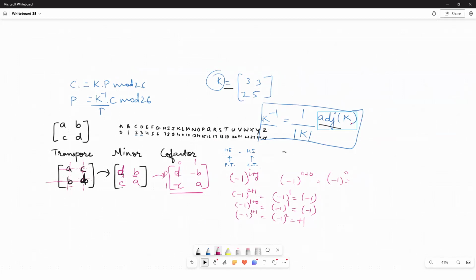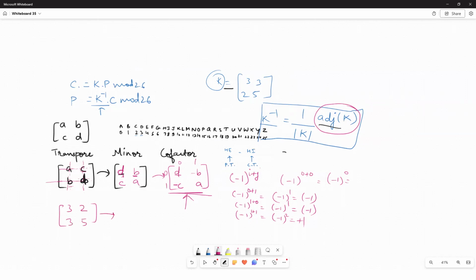Okay. So here, this adjugate is basically the resultant value that you are getting. So for this specific key, which is 3325, what we have to do is first calculate the adjugate. The very first step is calculating the transpose of this specific matrix. So this is 3325, it would be 3, 2, 3, 5.